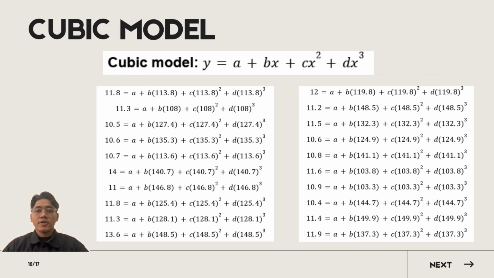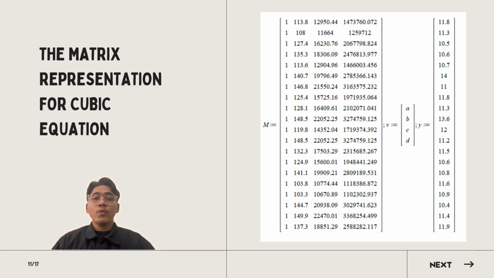Now, for the cubic model, we need to convert all the data to be in the cubic form, which is y equal to a plus bx plus cx squared plus dx cubed. Then, we can change the cubic model to be in the matrix form MV equals Y, where M equals x points, V equals a, b, c, d, and Y equals y points.